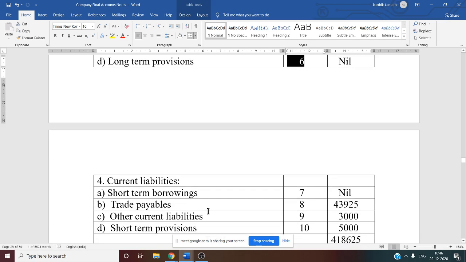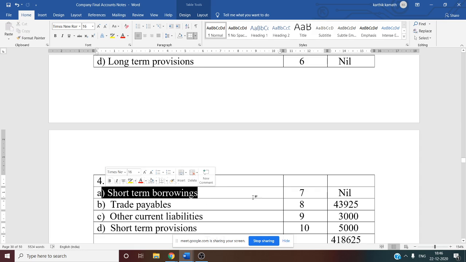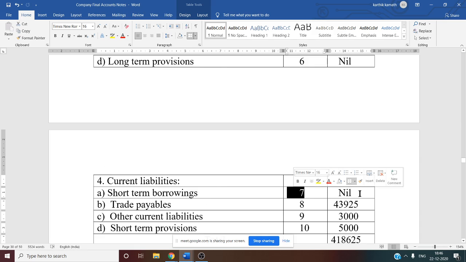Now, last major head under liability, that is current liability. Note that is the fourth point. Under fourth point, again there are four sub points. First one is short term borrowing. Short term borrowing, note number 7, nil. Note number 8, trade payable. Only creditor information is there. If you see the working note, you will come to know.